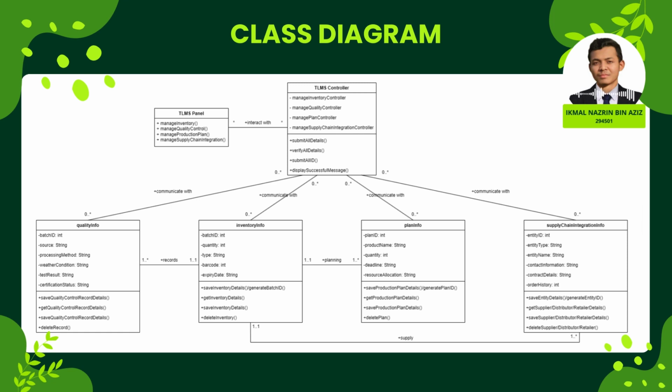Each inventory info can record one to many quality info, and each quality info can be recorded by only one inventory info. Each inventory info can plan one to many plan info, whereas each plan info can be planned by only one inventory info. Each inventory info can be supplied by supply chain integration info, whereas each supply chain integration info supplies only one inventory info.